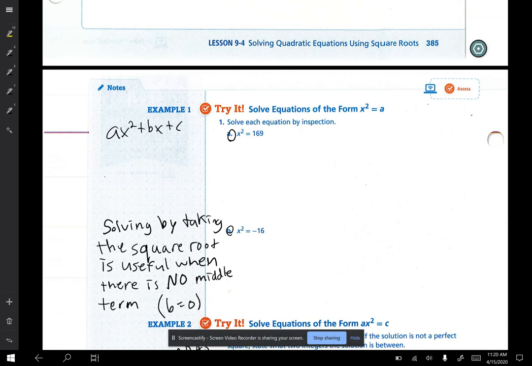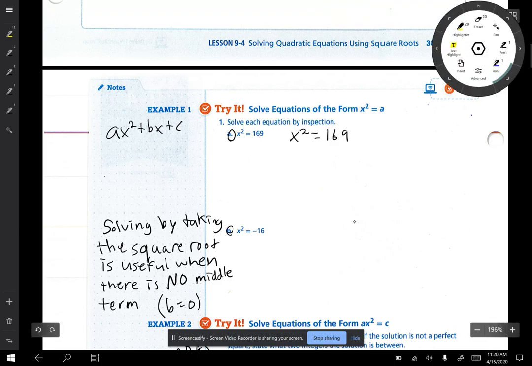And when you solve any equation, your goal is to get x, or your variable, by itself. In this case, we have x raised to the second power equals 169. The exponent is what we're trying to get rid of. We don't want to say x squared anymore. We want to just say x equals. And to do that, to get it by itself, you have to take the square root.